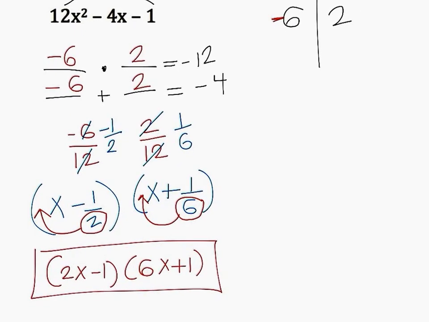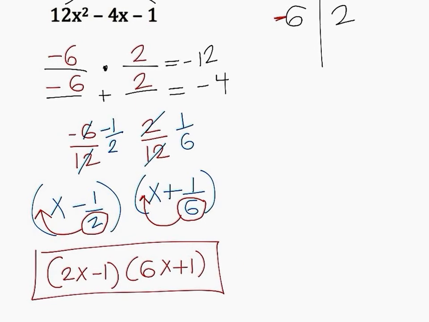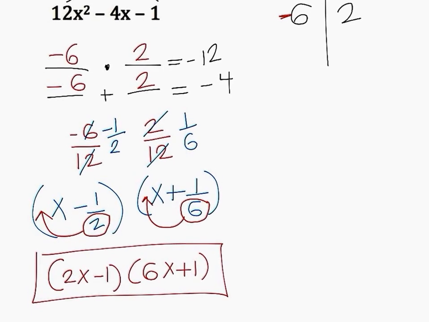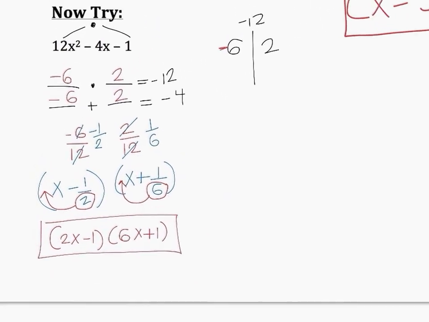2x times 6x, that's 12x squared. 2x times 1, that's 2x. Negative 1 times 6x, that's negative 6x. So combine those two. Negative 6x and positive 2x, that's negative 4x. Negative 1 times 1, that's a negative 1. So that would be my factored form. And that's the end of the second method, which is the bottoms up method.